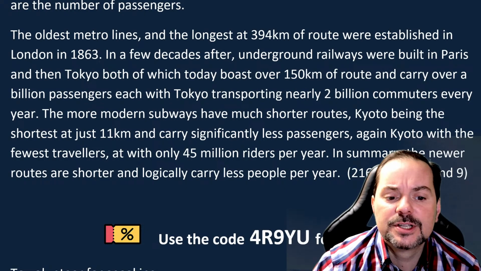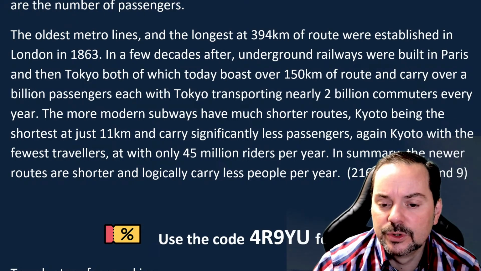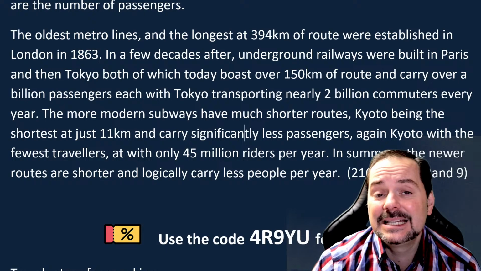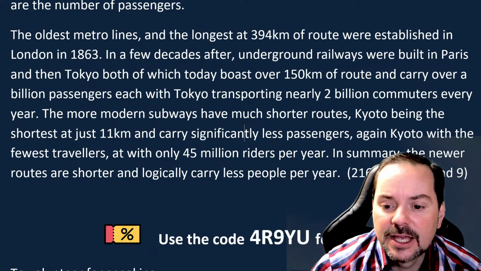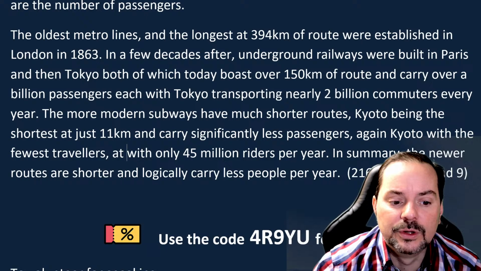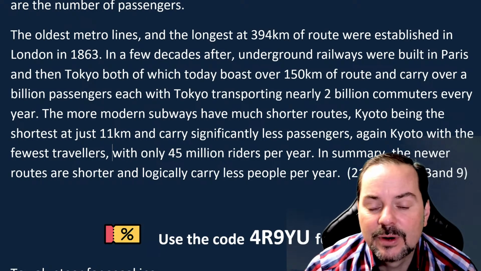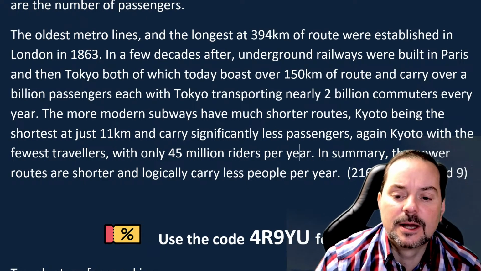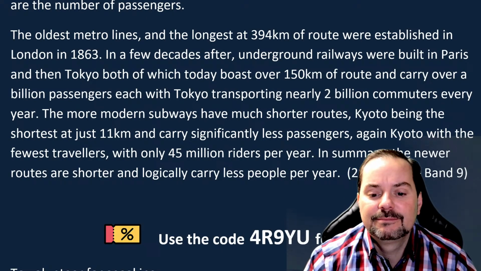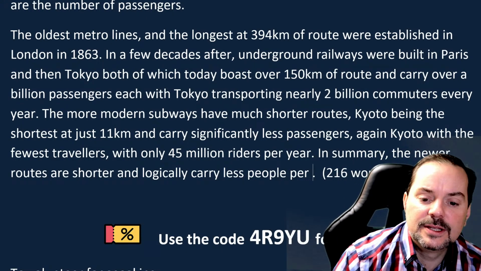The more modern subways have much shorter routes, Kyoto being the shortest at just 11 kilometers, and carry significantly less passengers. Again, Kyoto with the fewest travelers, with only 45 million riders per year. In summary, the newer routes are shorter and logically carry less people per year. I would say per annum, and then that's it.